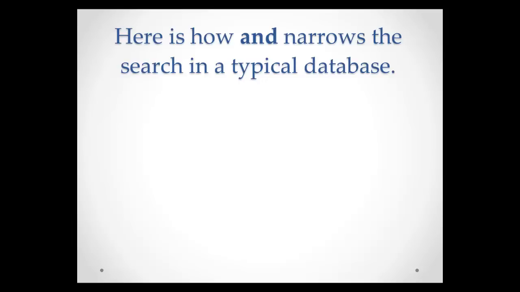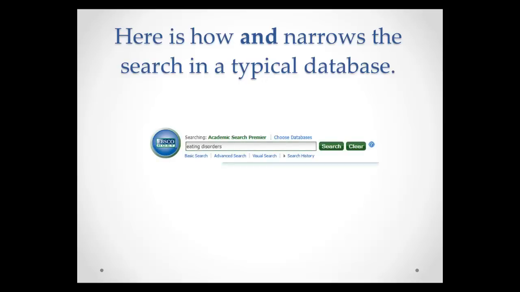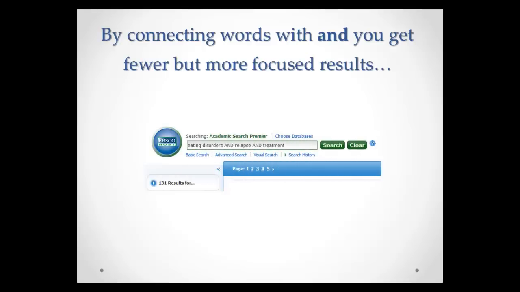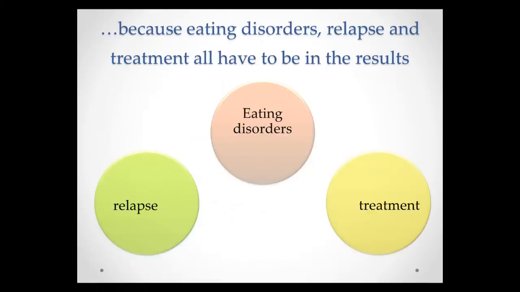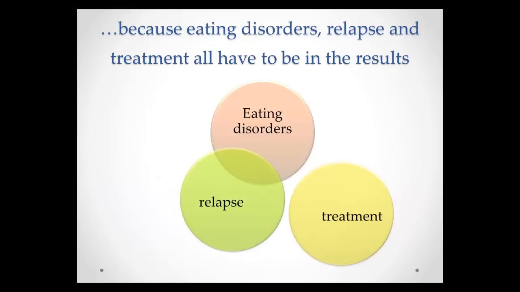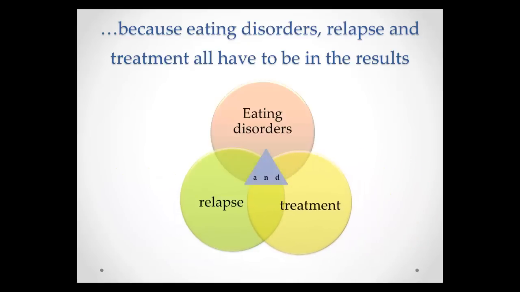Here's how AND narrows the search in a typical database. A search for eating disorders alone finds almost 15,000 results. When we search for eating disorders and relapse and treatment, we get 131 results. The results are fewer and more focused because eating disorders and relapse and treatment all have to be in the results when we connect the words with AND.